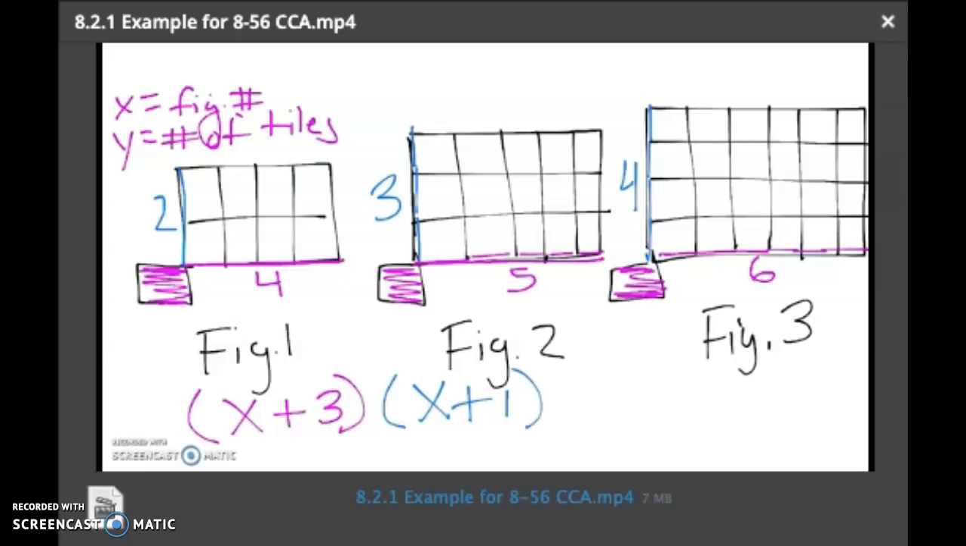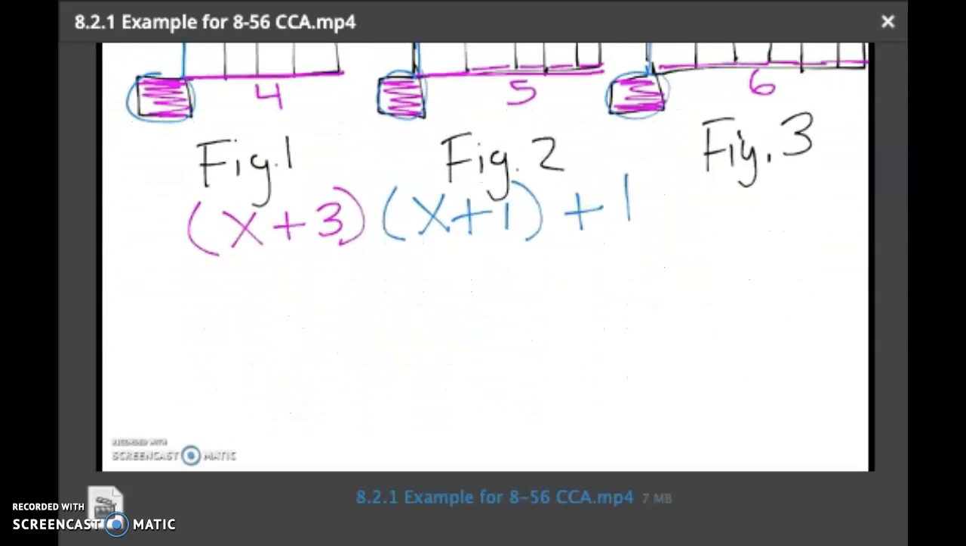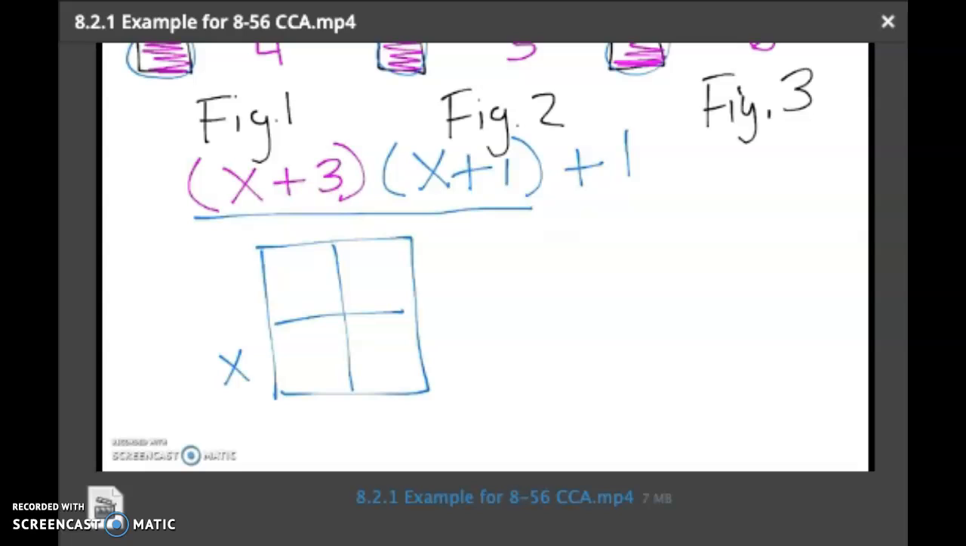And then the piece I've got to remember is that we still have this 1 tile hanging off the edge of each figure. So I'm going to add that 1 in at the end. All right, so I'm going to go ahead and make myself a generic rectangle because I want to know what this area as a product is when we write it as the area as a sum. Okay, so I've got the dimensions there, X plus 3 times X plus 1.